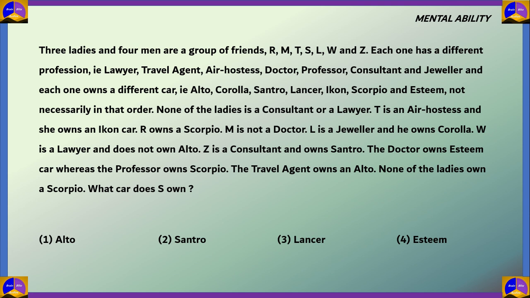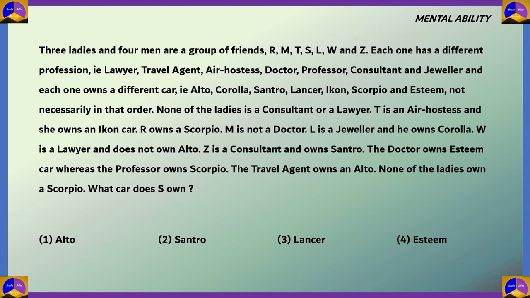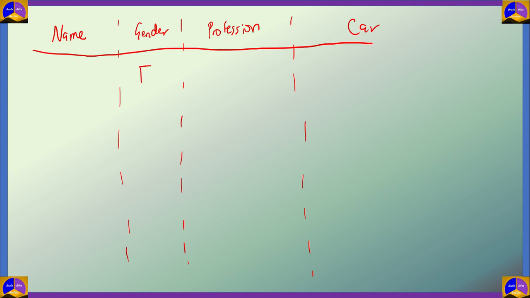Now for this we need to create a table. First will be the name, that is the letter by which they are represented, and then their gender, male, female. Next one we have their profession, and then last we have their car brand. Now at the beginning of the question we're given there are 3 ladies and 4 men. So let's see F, F, F, and M, M, M, and M.